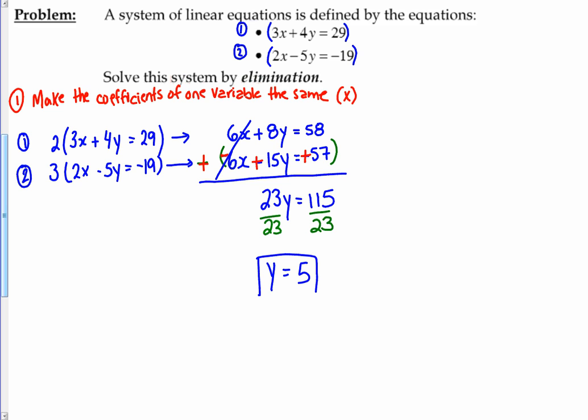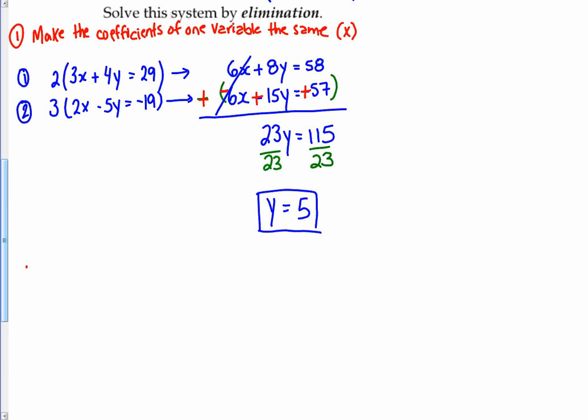Now, once we're at this step, it's the exact same as what we did in substitution. So what did we do now? Substitute y equals 5 into any equation.